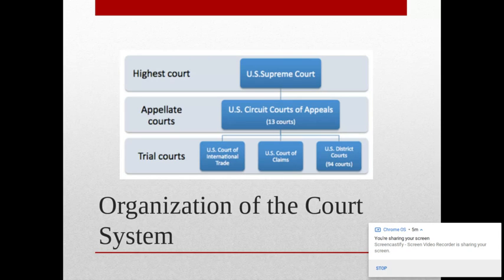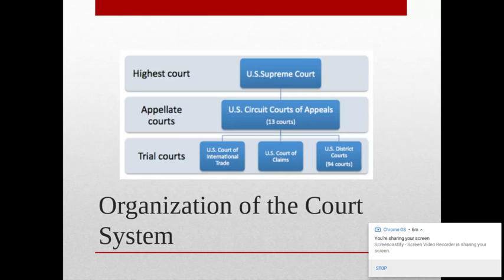They have original jurisdiction for very few cases. Original jurisdiction means the case goes to them first. Instead of a case going to the trial courts and then to the appellate court and then to the Supreme Court, original jurisdiction means the case starts here.